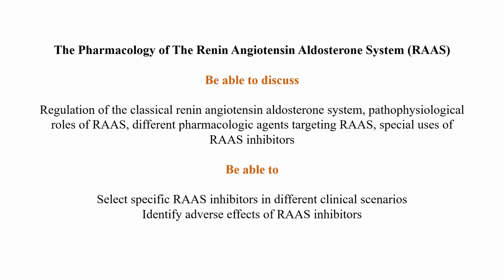At this time, you should be able to discuss the regulation of the classical renin-angiotensin-aldosterone system, pathophysiological roles of RAS, different pharmacologic agents targeting RAS, and special uses of RAS inhibitors. You should also be able to select specific RAS inhibitors in different clinical scenarios and identify adverse effects of RAS inhibitors.